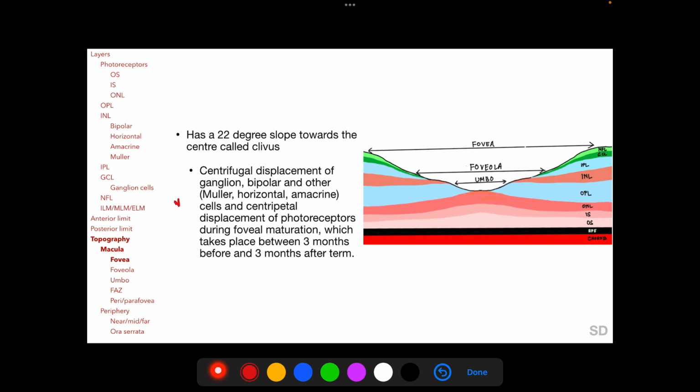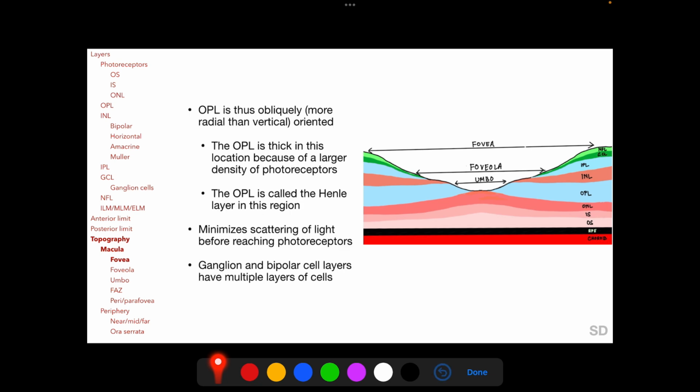What is important is that there is a centripetal, or towards the center, displacement of the photoreceptors, and a centrifugal, or away from the center, displacement of the remaining cells, the ganglion, bipolar and Muller cells, during foveal maturation, which takes place between 3 months before and 3 months after term. As a result of this displacement, the fibers in the outer plexiform layer are oriented obliquely, more radial than vertical, as they run from the photoreceptors in the outer nuclear layer to the bipolar cells in the inner nuclear layer.